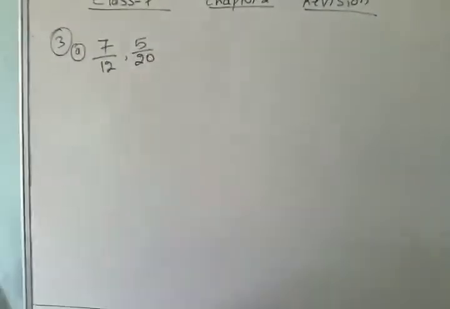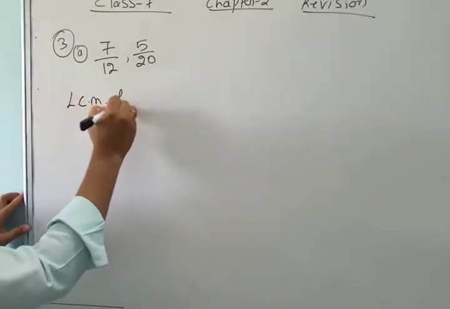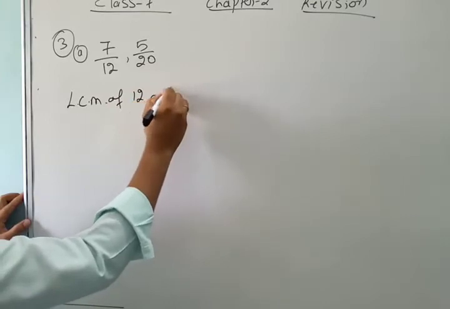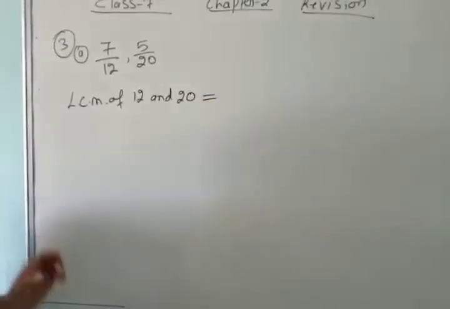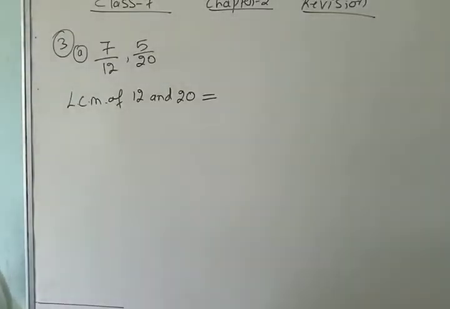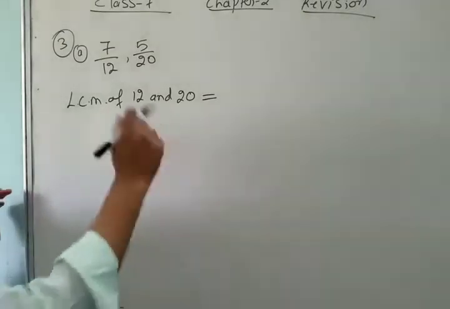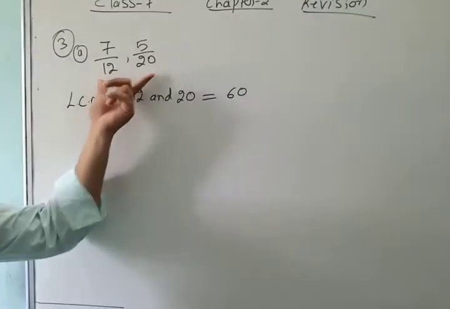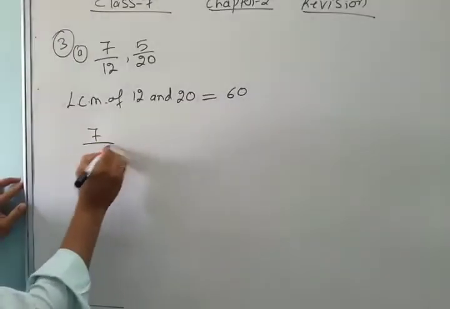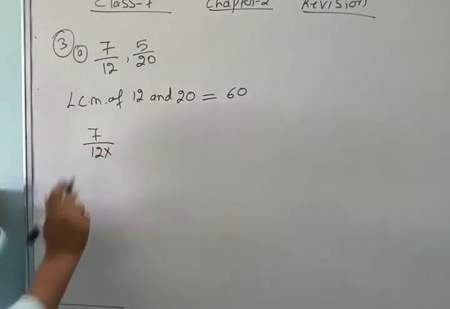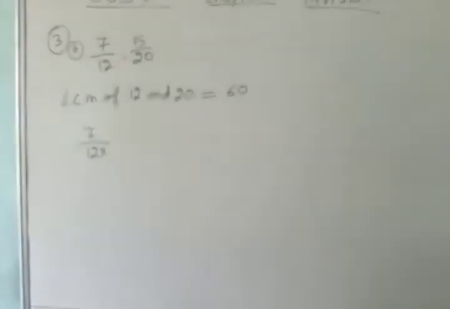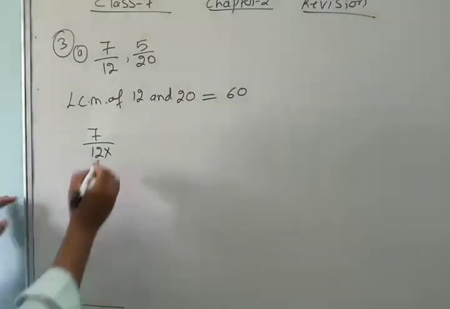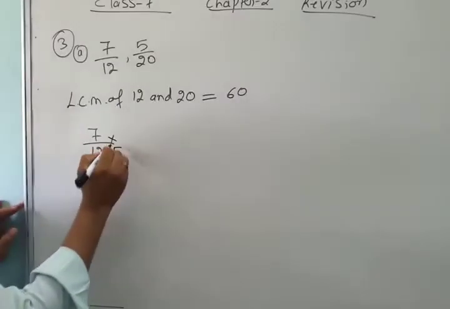How to make the denominator part the same? By taking LCM. So take the LCM of 12 and 20. Everyone already knows how to take LCM. So the LCM of 12 and 20 is 60. So to make both denominators 60, 7 upon 12: by which number will we multiply this 12 so it becomes 60? 12 5s are 60.